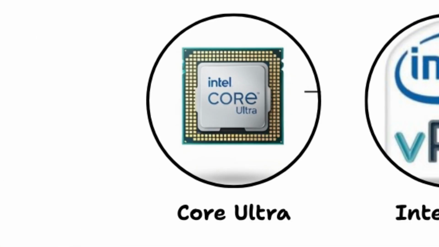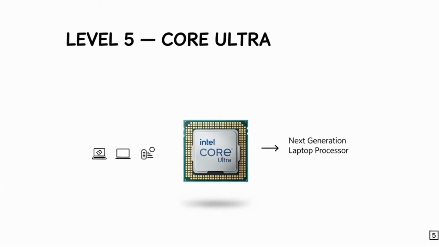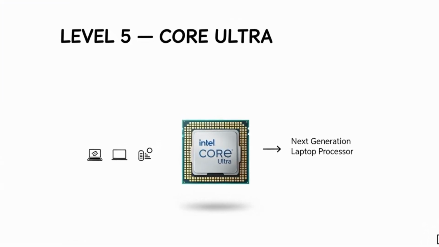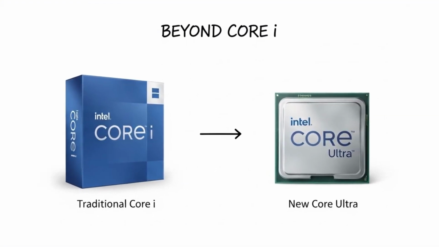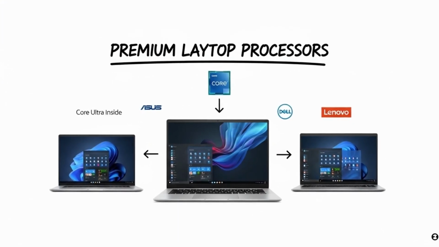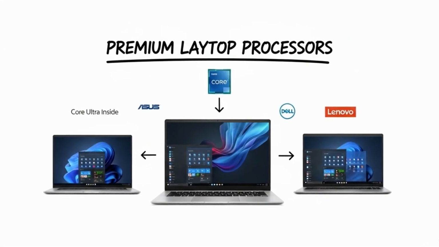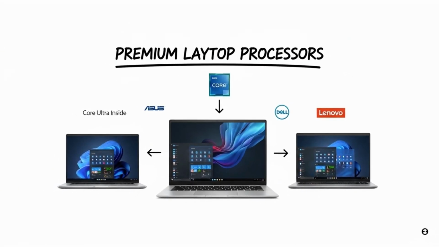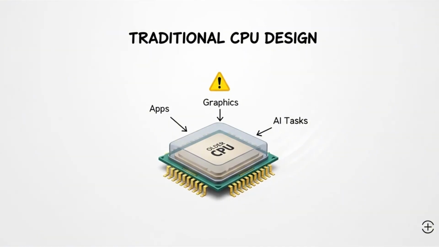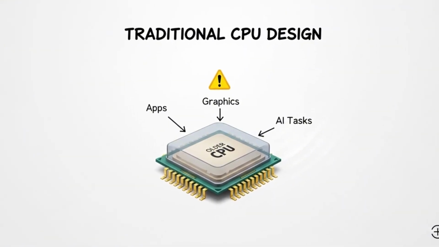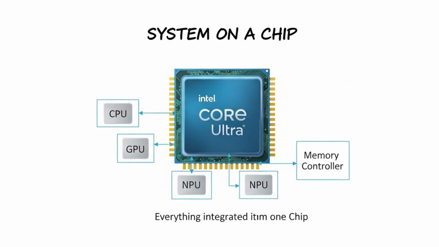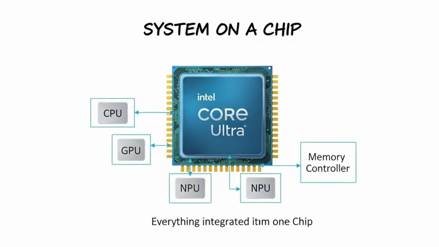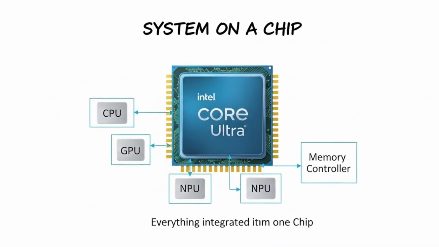Intel Core Ultra. The Intel Core Ultra series marks a significant evolution in processor design, moving beyond the traditional Core i naming scheme. You'll primarily find these chips in premium modern laptops from manufacturers like Asus, Dell, and Lenovo. What truly sets Core Ultra apart is its fundamental architecture. It's not just a CPU, it's a system on a chip that integrates a dedicated neural processing unit, or NPU.